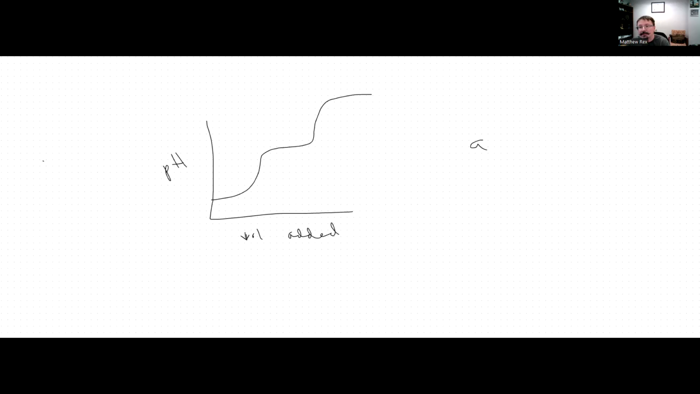with a base, because we start at a low pH and it increases with the volume added. What we see here is that we don't have just one equivalence point, but we have two. So that means this has to be a diprotic acid. So we could say it's an acid being titrated with a base. So it's A, and it's a diprotic acid, not monoprotic. So also C.